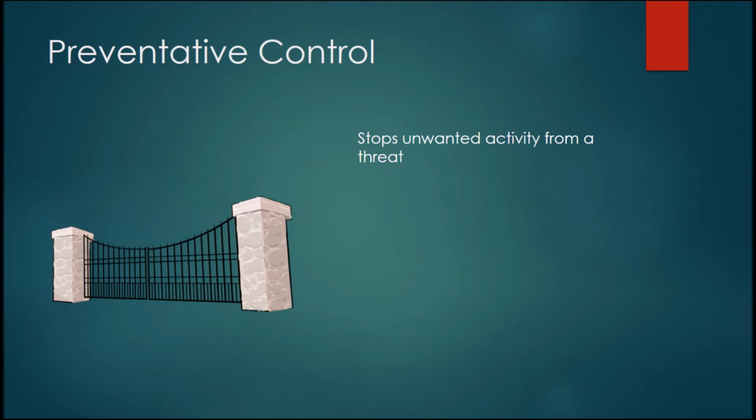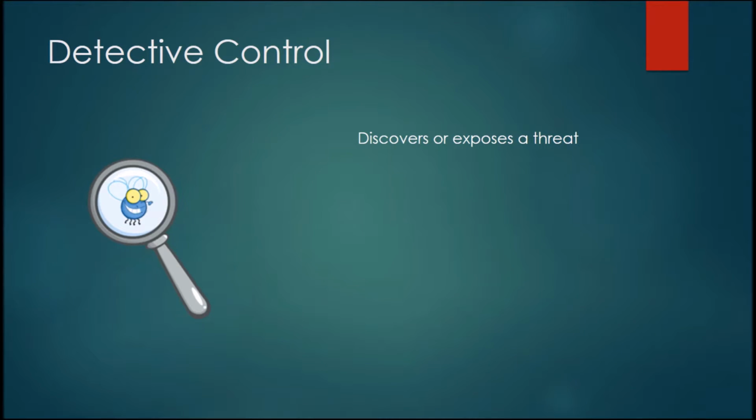A preventive control stops an unwanted activity from a threat. For example, antivirus software is a preventive control because it intercepts viruses from infecting a workstation. Another example would be usernames and passwords for systems, as they prevent unauthorized access to information. A detective control discovers or exposes a threat. Once again, let's consider antivirus. It is a detective control because it can detect a virus in an email attachment or a downloaded file. The antivirus software also scans for signatures or behavior on a system that would indicate a virus.